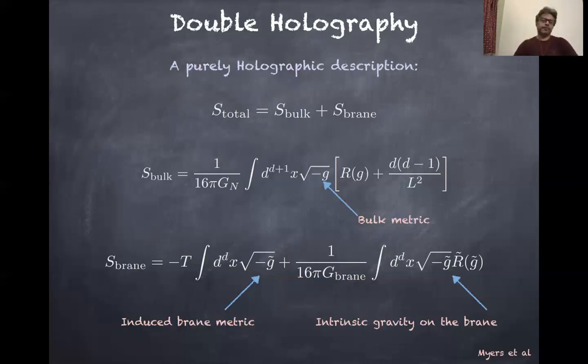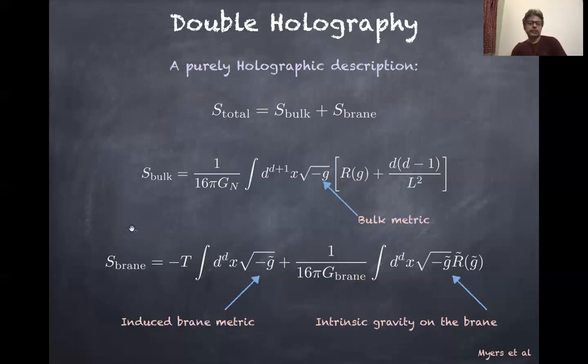Okay, so now let's look at the full action. Suppose I start with this action, that I have a bulk action and a brane action. And the bulk action, as you can see, is a D plus one dimensional gravitational action with a negative cosmological constant. So therefore, we know that this can give me a D plus one dimensional AdS as a solution.